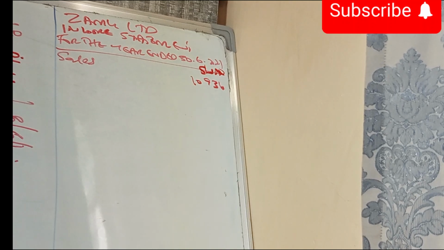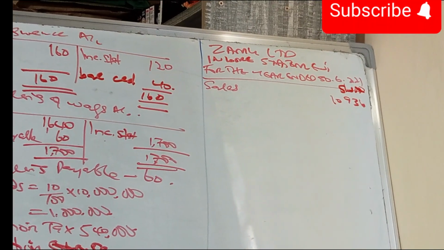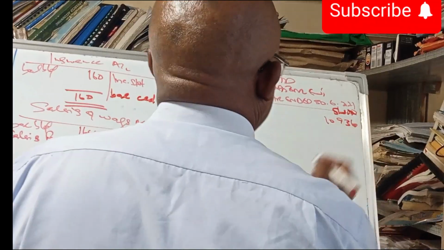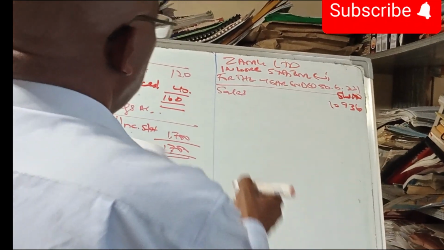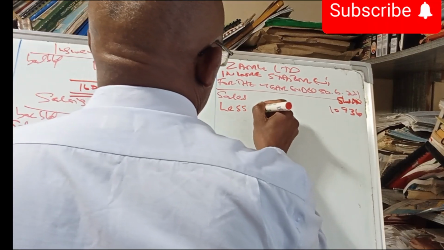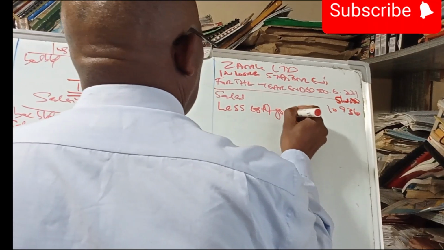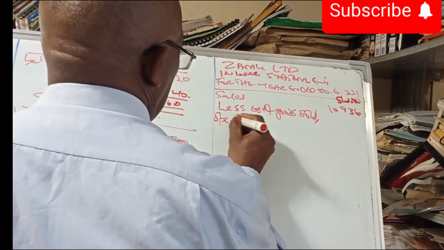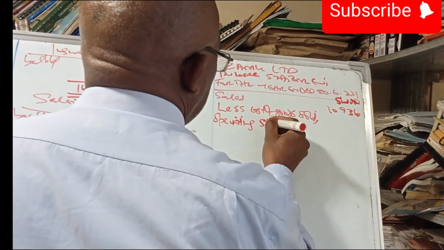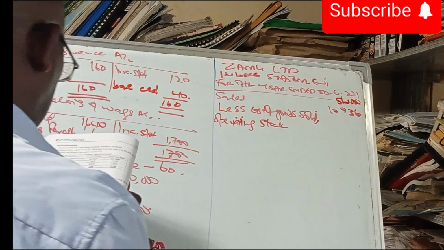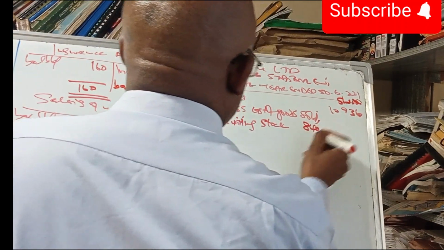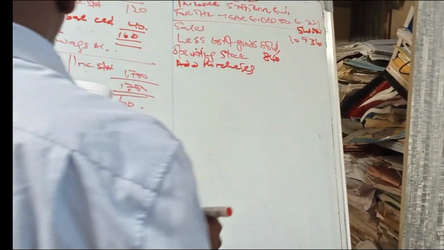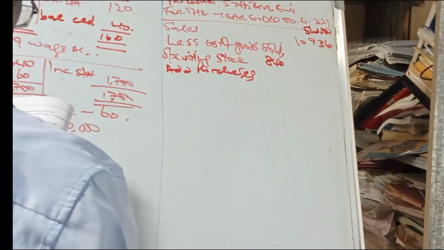You ask yourself, where do we have return inwards? We don't have return inwards. Our sales is 10,936. Because you don't have return inwards, we say less cost of goods sold. So we start with opening stock. Always remember your format. Our opening stock is 840. We add purchases from the trial balance. Our purchases are 6560.